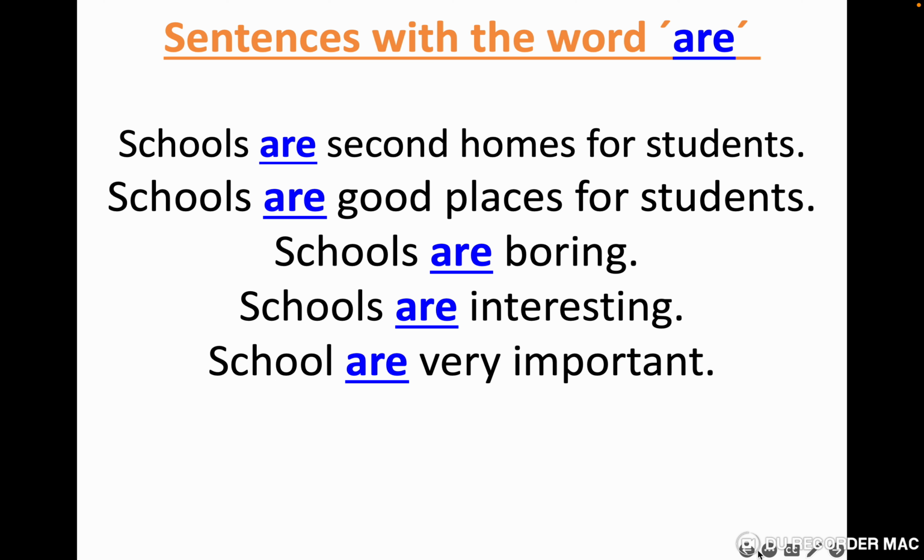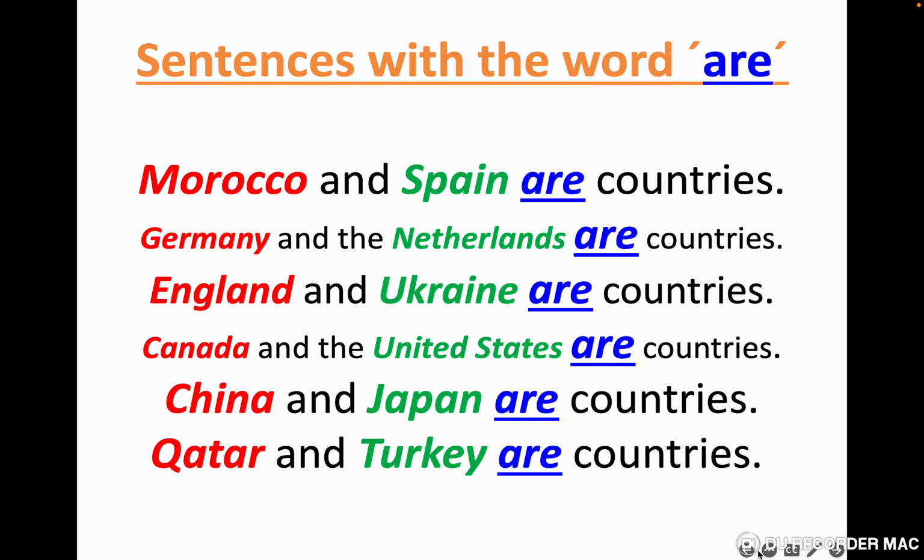Now the plural. Schools are second homes for students. Schools are good places for students. Schools are boring. Schools are interesting. So we have a missing S in the last example. Schools are very important. So some students see that schools are boring. Some students see that they are interesting. So we have different opinions. Let's go to the next slide.